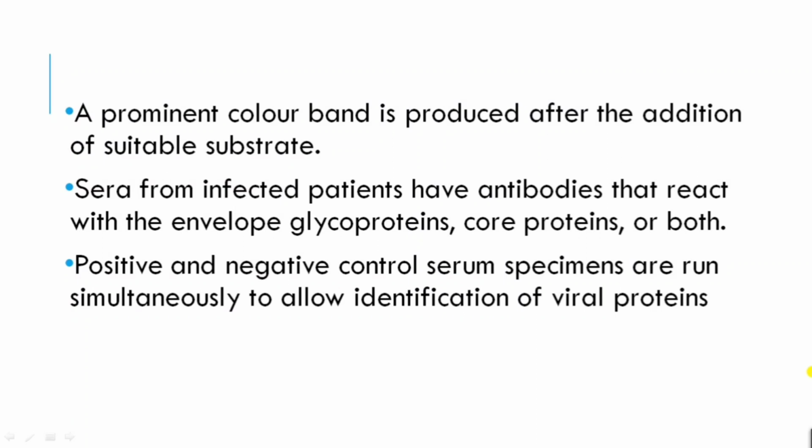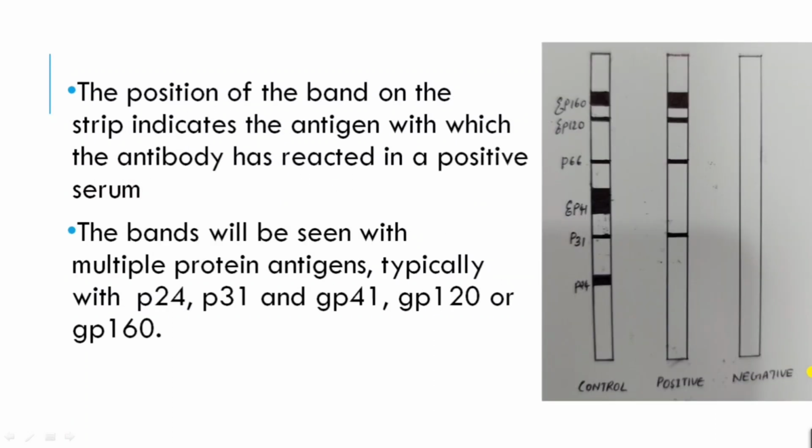So when you are running electrophoresis, positive and negative controls should be run parallelly to allow the identification of viral proteins. In this picture, you will be able to see different HIV proteins separated by using electrophoresis and labeled onto a nitrocellulose paper. These are the HIV proteins GP160, GP120, P66, GP41, P31 and P24. This is a control nitrocellulose paper, and here you have a positive nitrocellulose paper and a negative nitrocellulose paper.